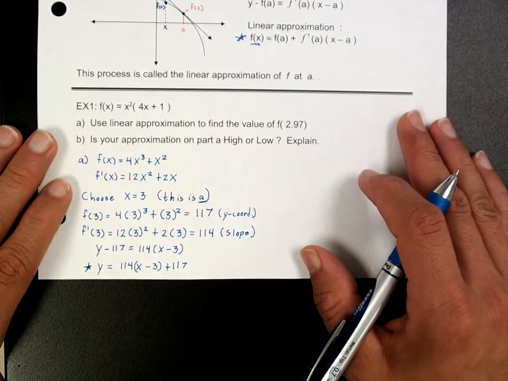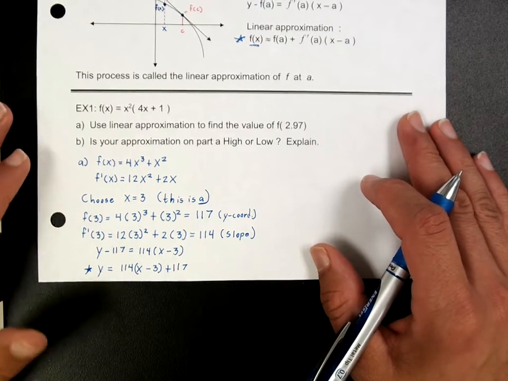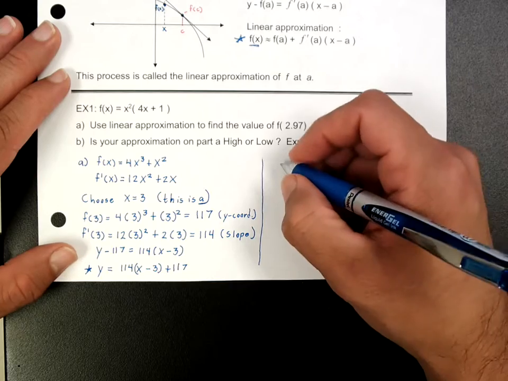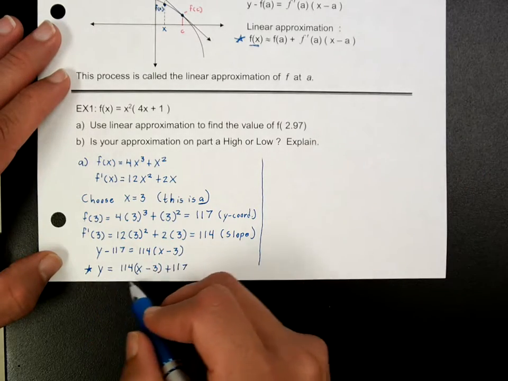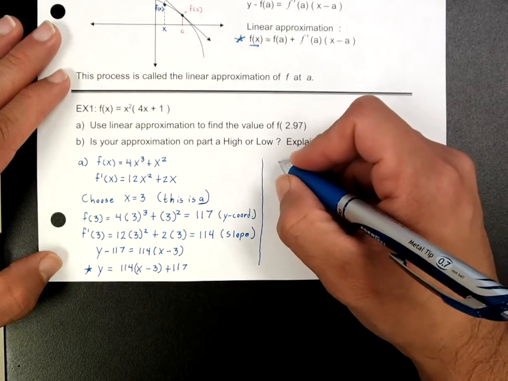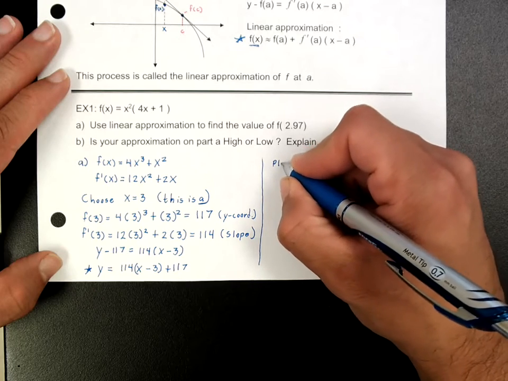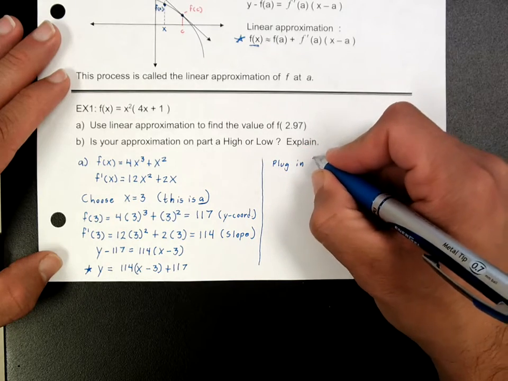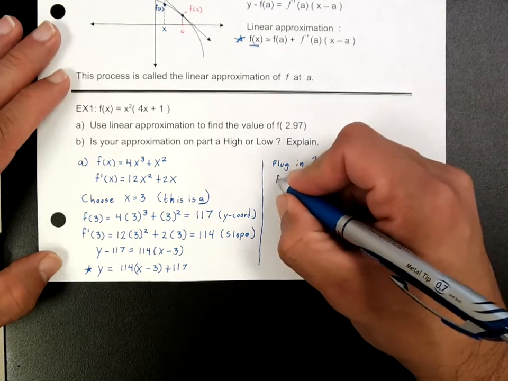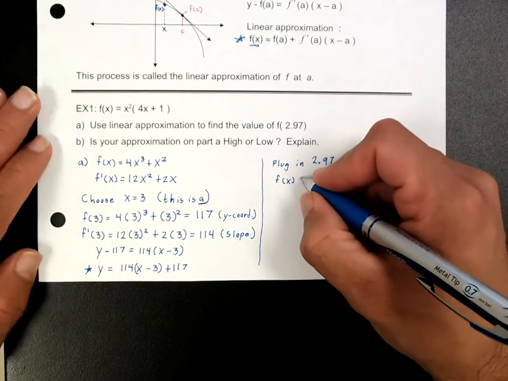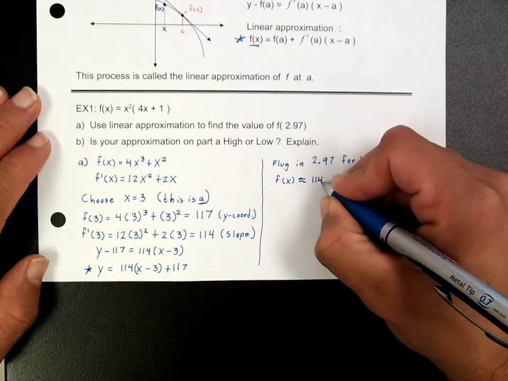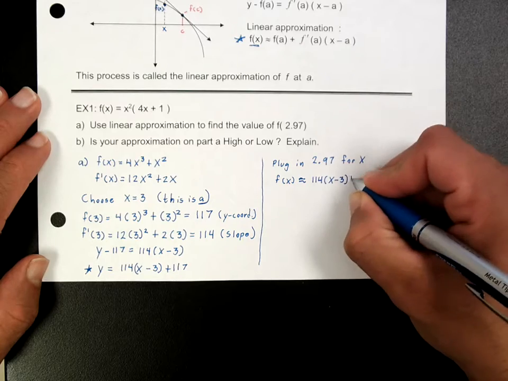We're still trying to find the value of f of 2.97. Again, all that I found was the equation. So now, to figure out the linear approximation, what I'm going to have to do is plug in 2.97 for x. Notice I'm calling this f of x now. f of x is approximately 114 times x minus 3 plus 117.